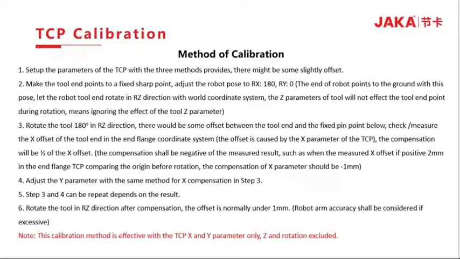Sixth, rotate the tool in the RZ direction after compensation. The offset will normally be under 1 mm. Robot arm accuracy should be considered if it is excessive. Note that this calibration method is effective for the TCP X and Y parameters only, Z and rotation excluded.